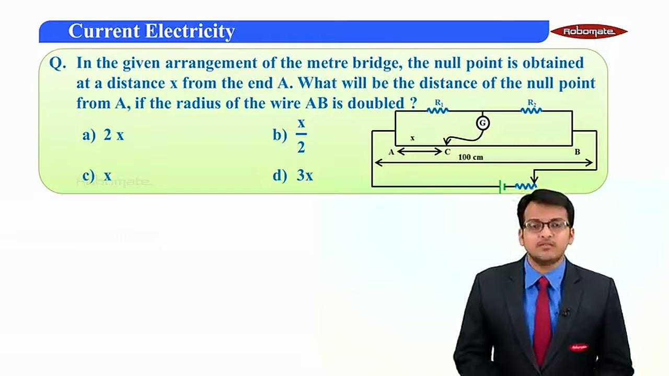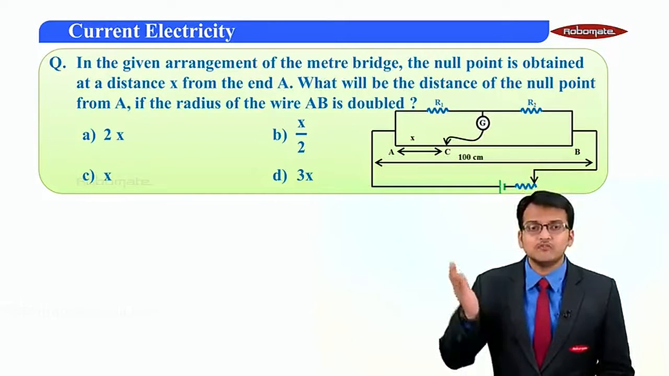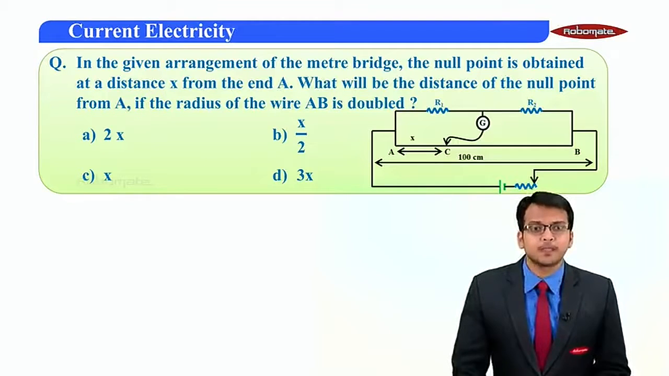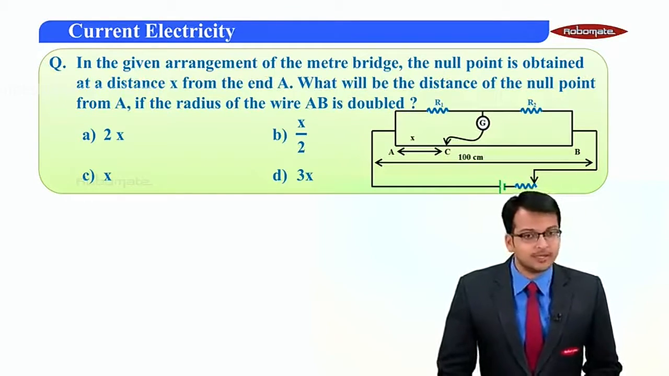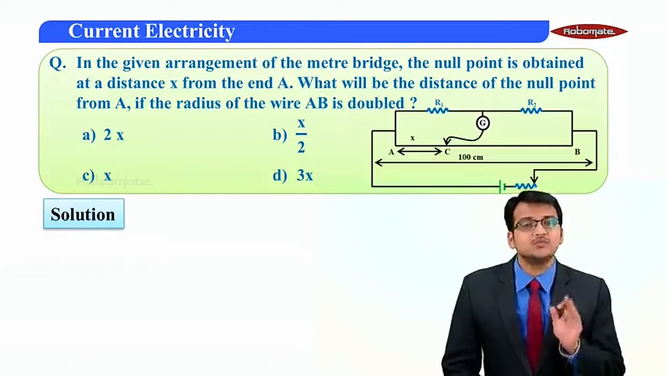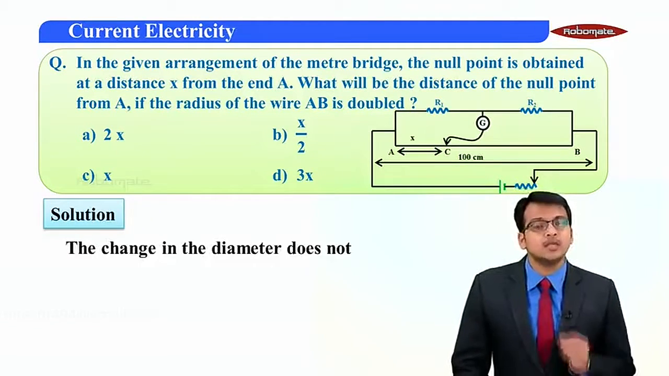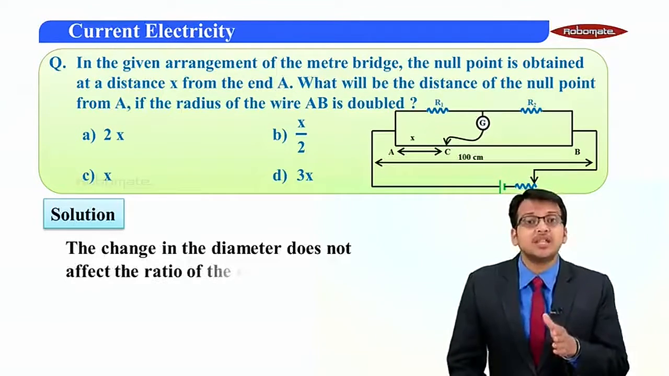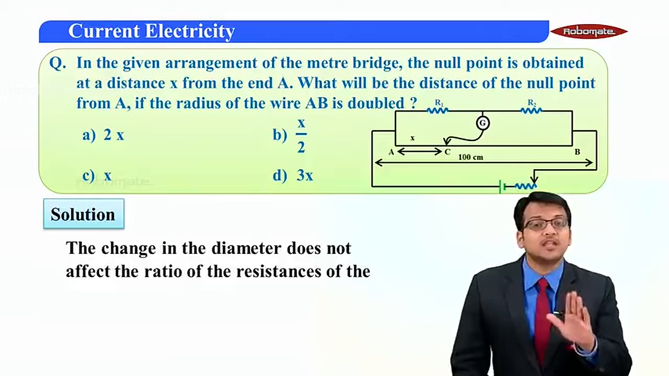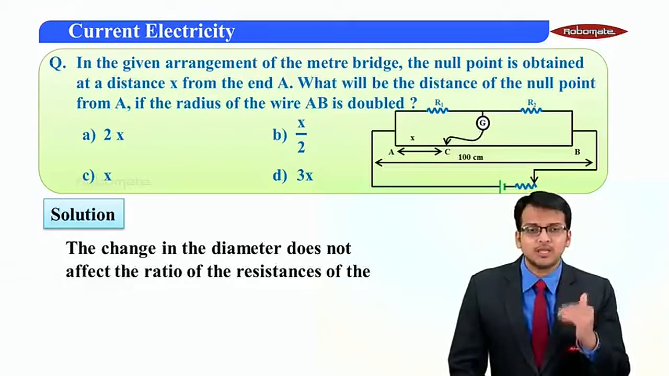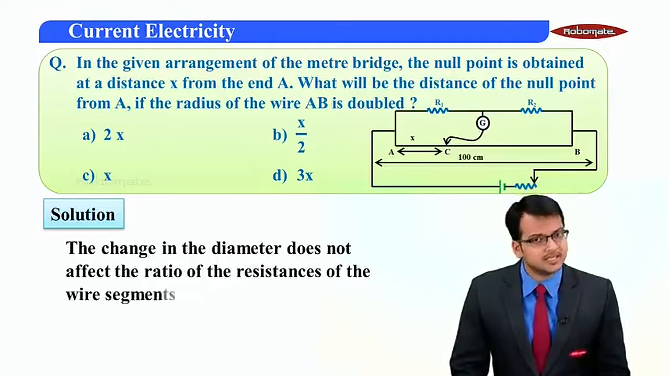The radius of the wire is doubled. But dear students, when we were deriving the equations for the meter bridge, have we ever considered the radius of the wire? I think I have not told you anything about it. That means the solution is very, very simple. We know that a change in diameter or radius does not affect the ratio of the resistance. My formula will always be x upon r is equal to Lx upon 100 minus Lx.